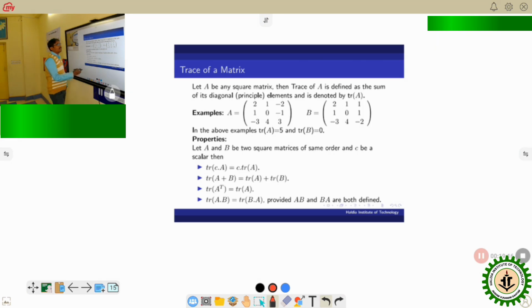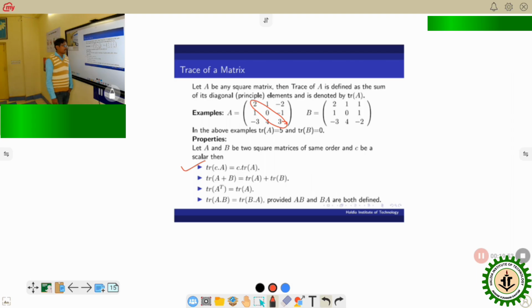Next, trace of A. Given a matrix A, the trace of A is defined as the sum of all the diagonal entries. Here we take two examples, A and B. So trace of A equals 2 plus 0 plus 3, that is 5. Trace of B means 2 plus 0 minus 2, that is 0. So the trace of A equals the sum of all the diagonal elements. Here are the basic properties of trace. Trace of cA is c times trace A. Trace of A plus B equals trace A plus trace B.